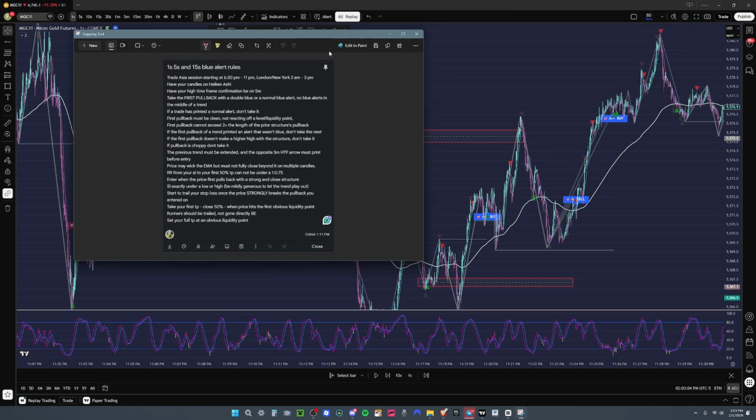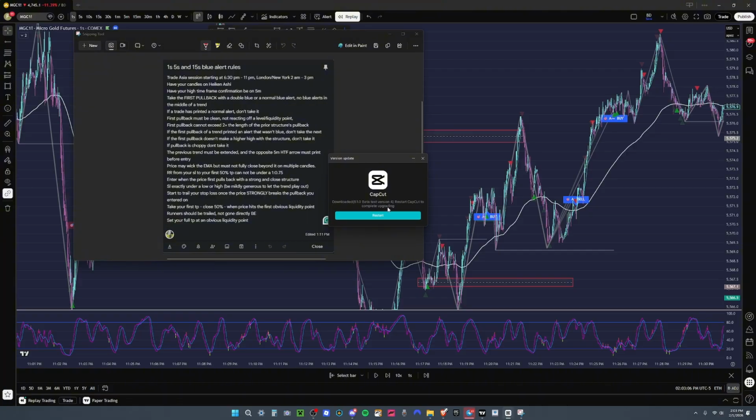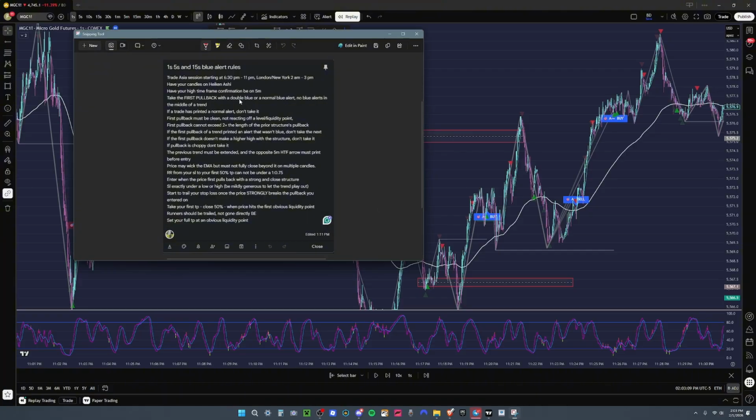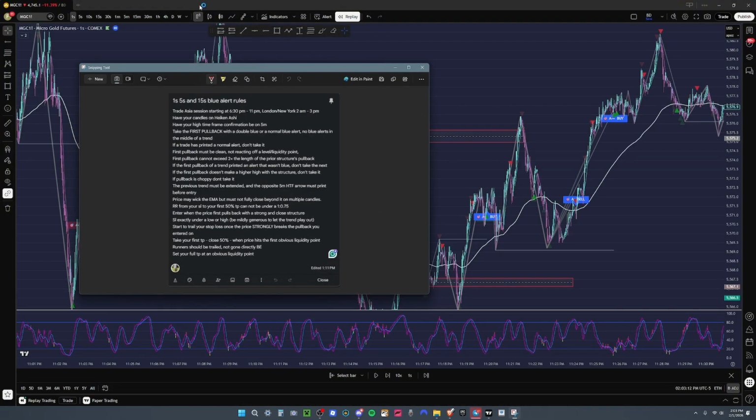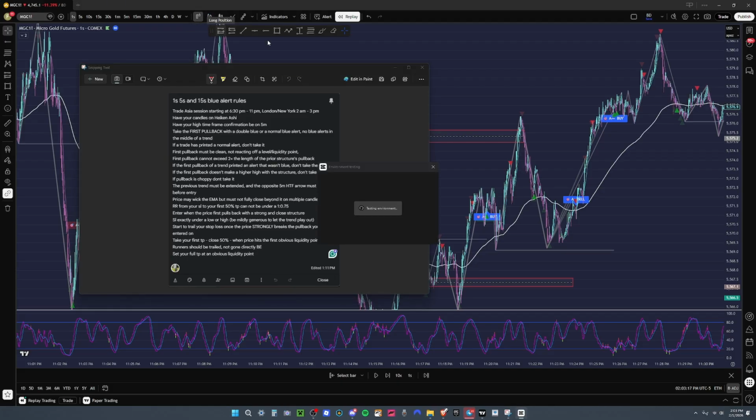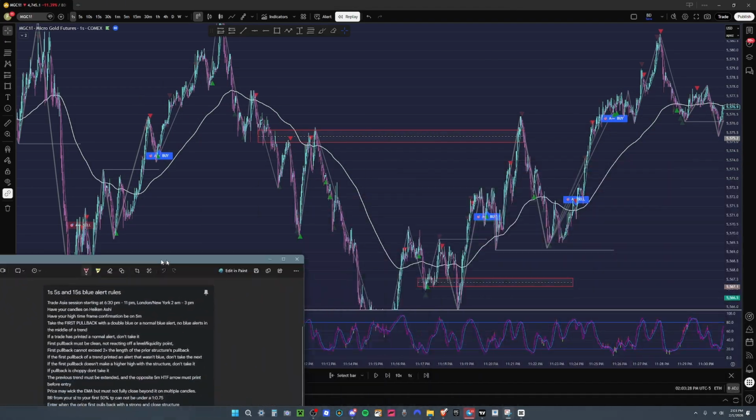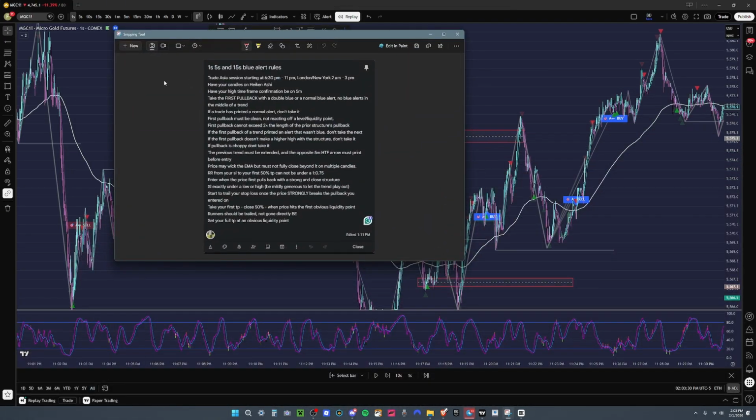So first, settings. You want to have your candles on Heikin-Ashi. As you can see, you have different candle types, and the first one is regular candles and Heikin-Ashi. You want to select that. So you want to have a first pullback with a double blue. Oh, and you also want to have your high time frame confirmation be on the 5 minutes. This will be in your alert settings. You can change it to the 5 minute.